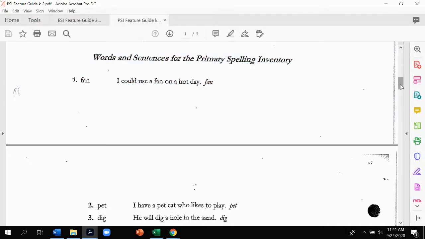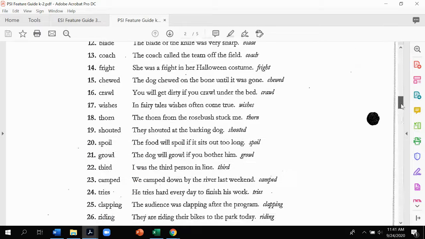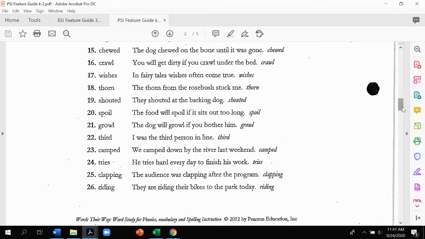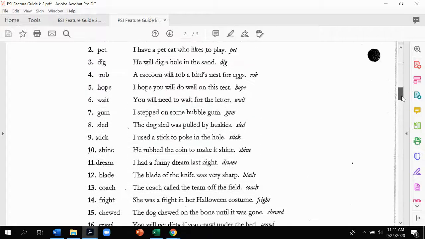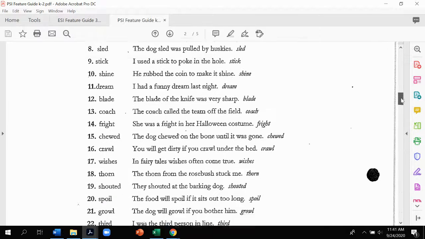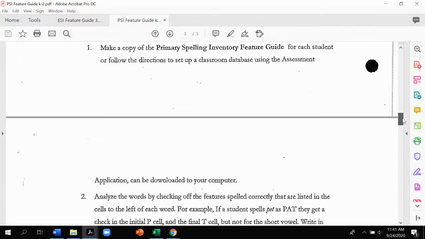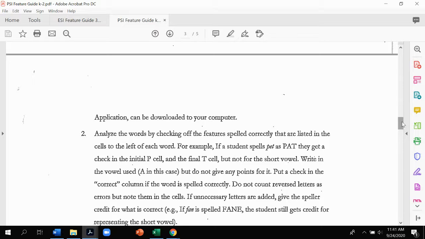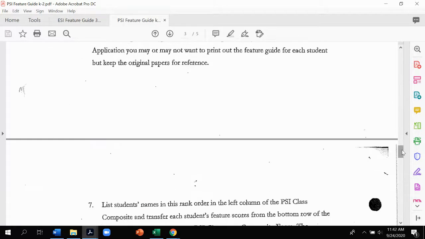You would continue on. There's 2 through 26 very specific words, and they're words that are created in this list to help us with the analyzing once we've got the information. And that part will look more purposeful whenever we actually get to the spelling inventory feature guide. So the first step that you are going to do is administer the test. And then we come back together and analyze that spelling test on a feature guide, which looks like this.